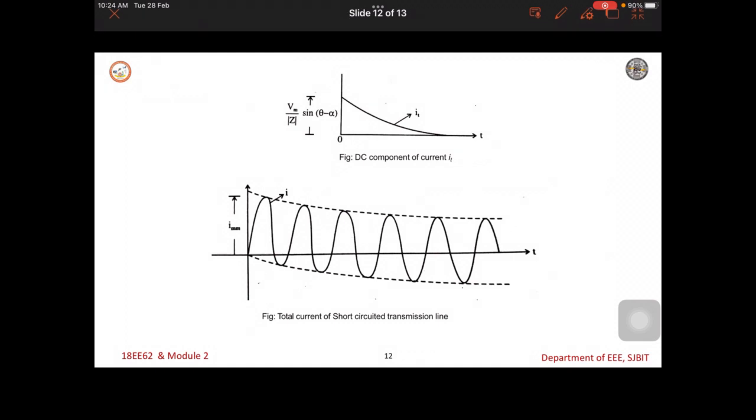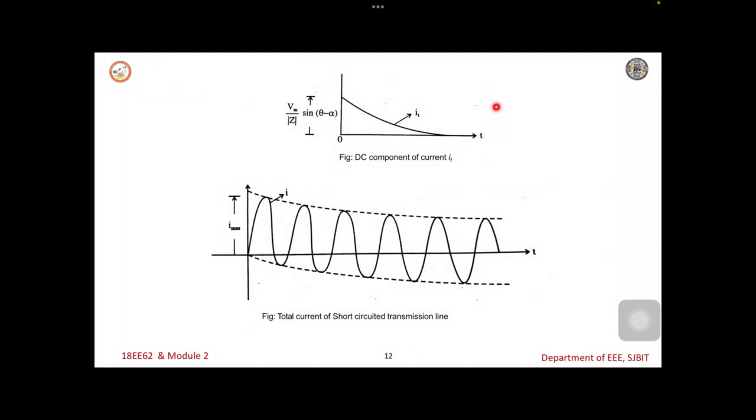Now, this is the DC offset current, that is the transient current i2(t), which as we know is Vm by Z into sin(theta minus alpha) e to the power of minus R by L t, exponentially decaying. After some time it decays, and the combination of these i1 and i2 will be the total short circuit current. This is the total short circuit current, and this i_mm is the maximum momentary current, and this i is the sum of i1(t) and i2(t).